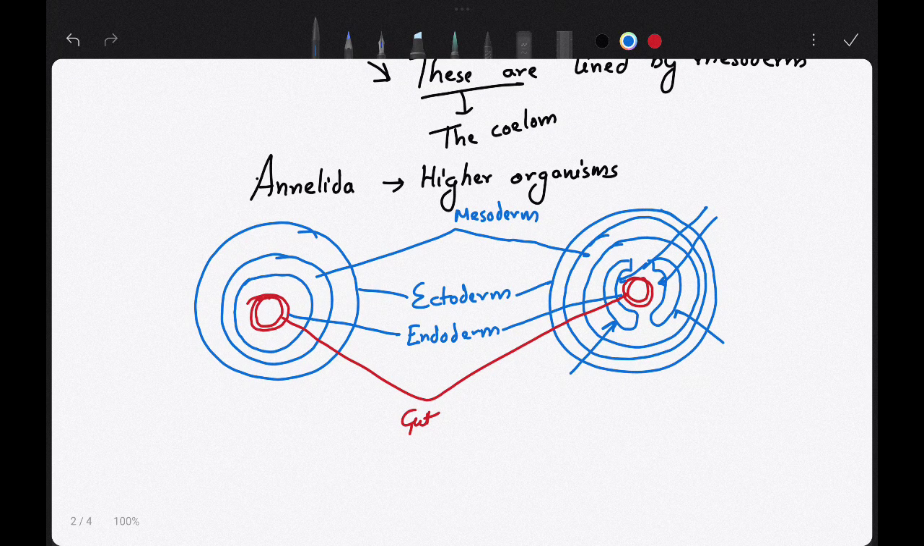But in the case of pseudocoelomates, you will not see that. You will see mesoderm is only on one side, and this part gives the appearance of a coelom. It feels like it is a coelom, but it is not a true coelom. Okay, understood here?